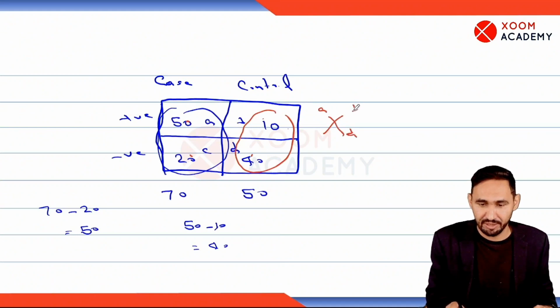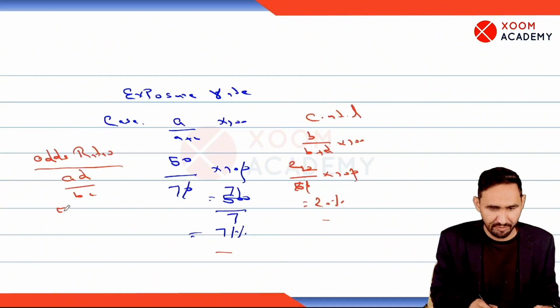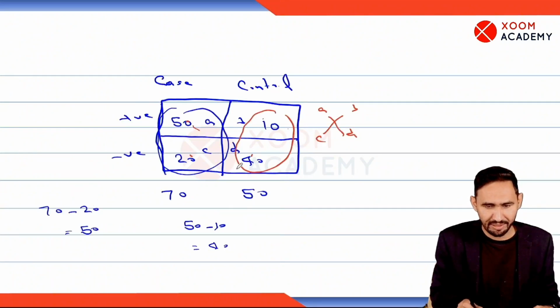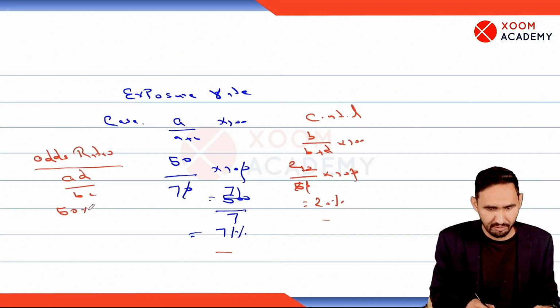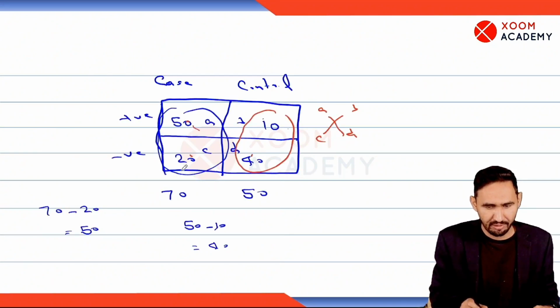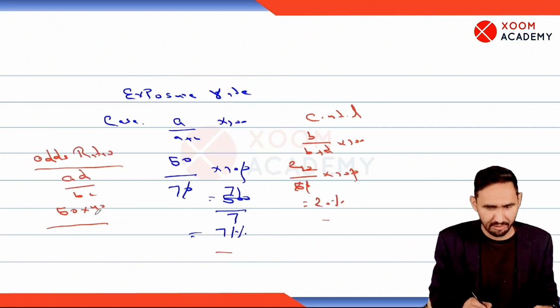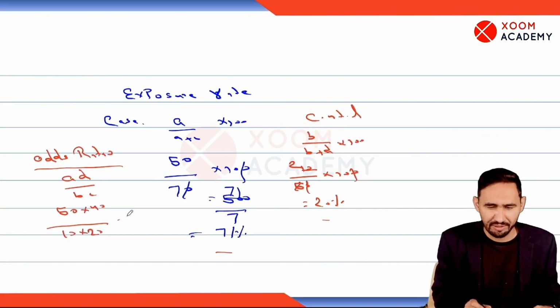AD over BC. How will you calculate? We'll multiply 50 with 40 and 10 with 20. So A is 50, D is 40, and B is 10, and C is 20. So if you multiply 50 with 40, the answer is 2000. If we multiply 10 with 20, the answer will be 200. So odds ratio is 10.